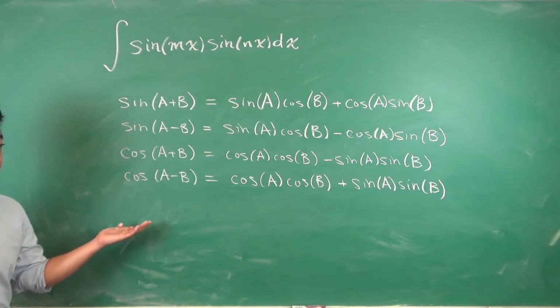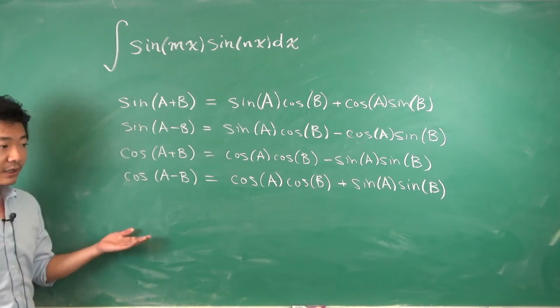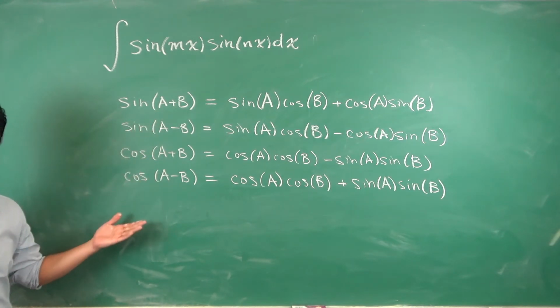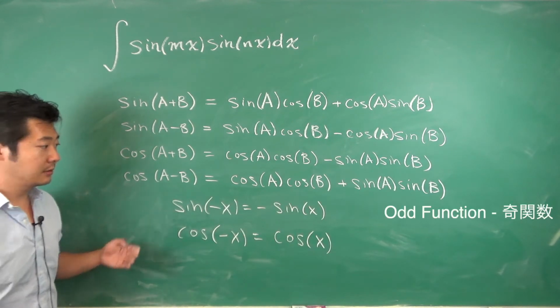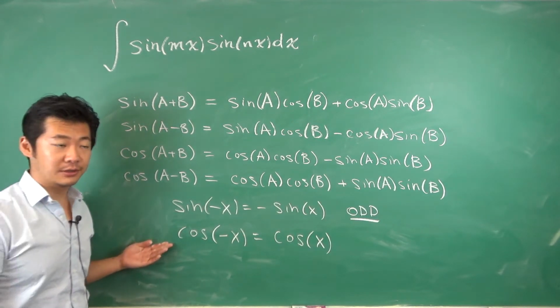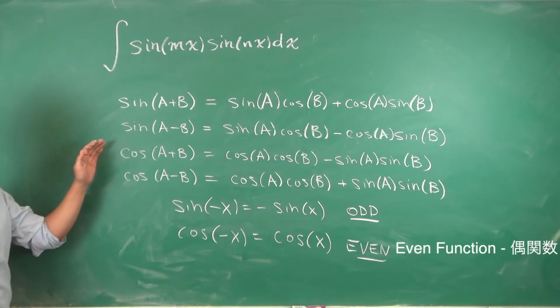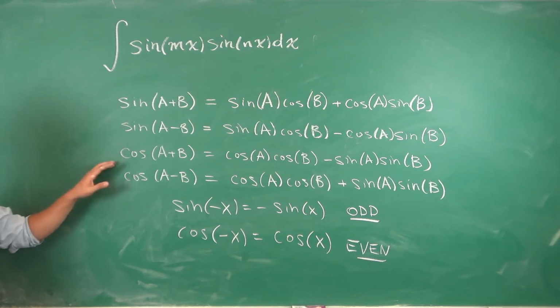So here we have written out all of the angle addition and subtraction formulas, where we use the fact that sine is an odd function and cosine is an even function. So we can get the angle subtraction formula from the angle addition formulas.